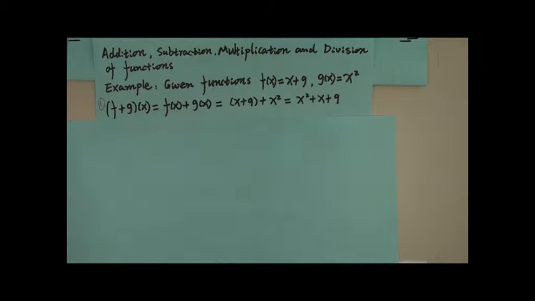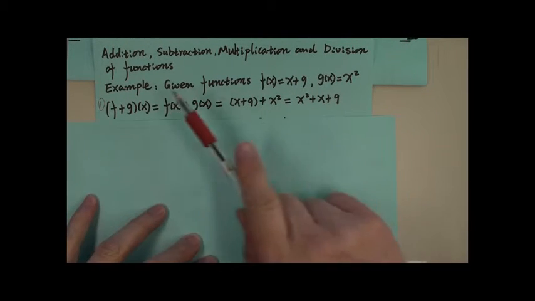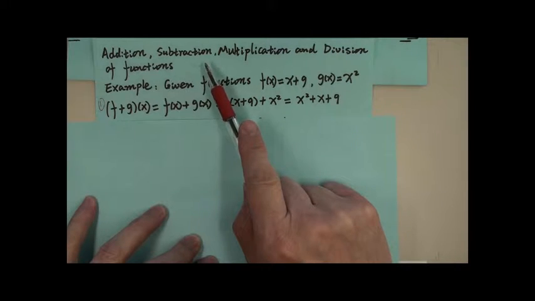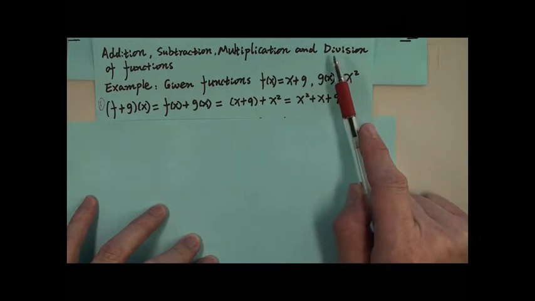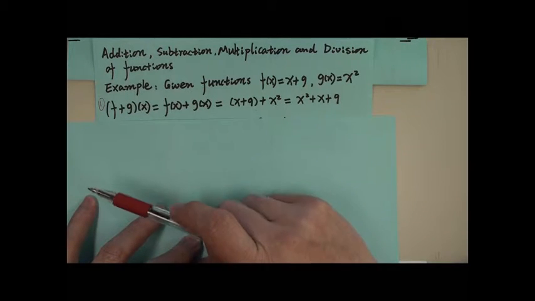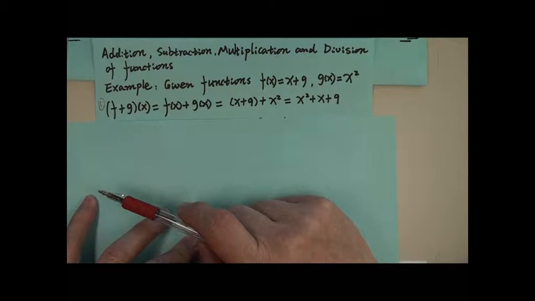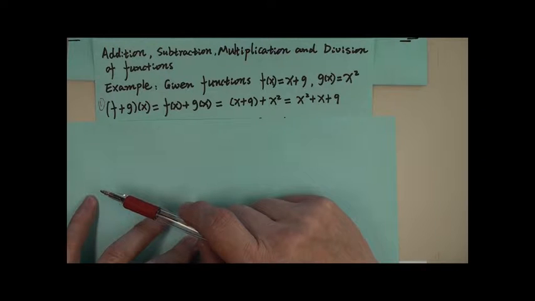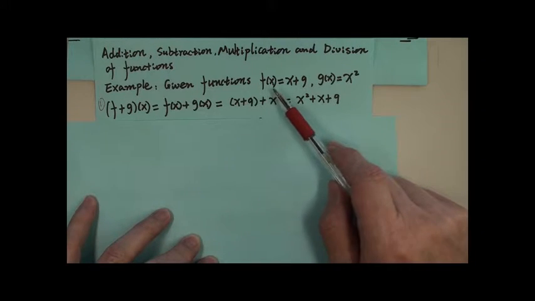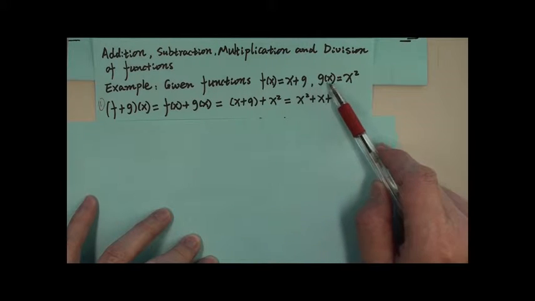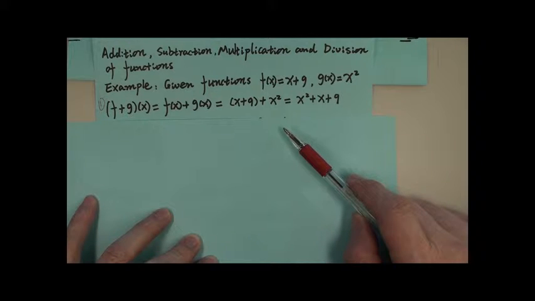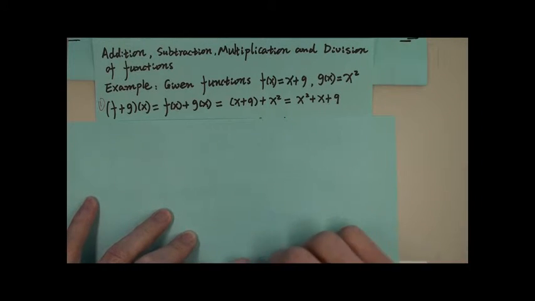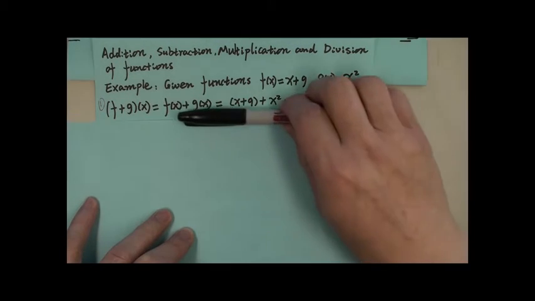Now, let's look at addition, subtraction, multiplication, and division of functions. Here are the examples. Given two functions, f of x equals x plus 9, g of x equals x squared, then we can construct new functions.